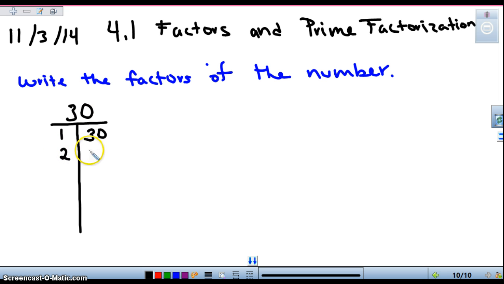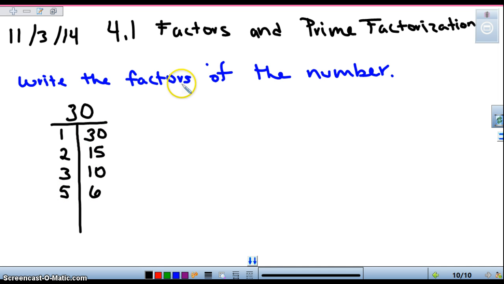2 times what is 30? 15. 3 times what? 10. Is 4 a factor? No. Is 5 a factor of 30? Yes. 5 times what? 6. Do you see how we found all the factors of 30? 1, 2, 3, 5, 6, 10, 15, and 30.